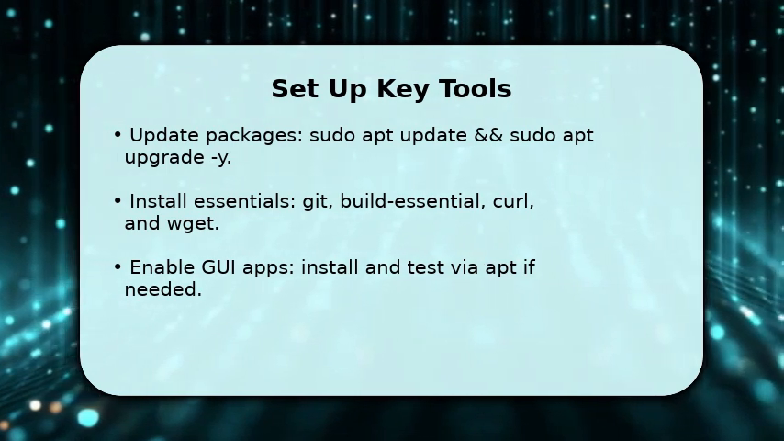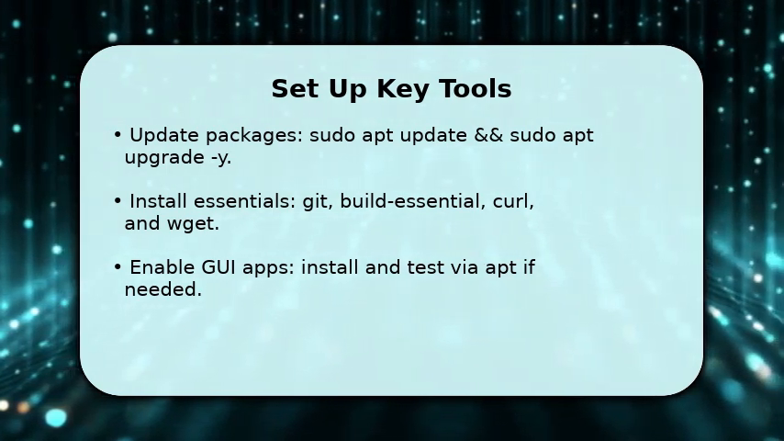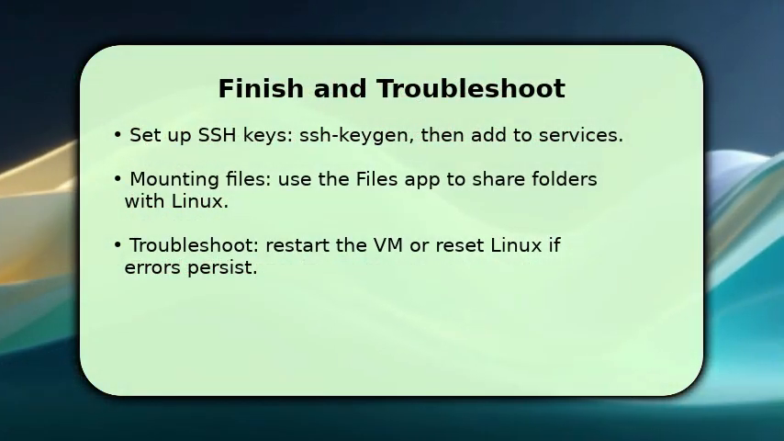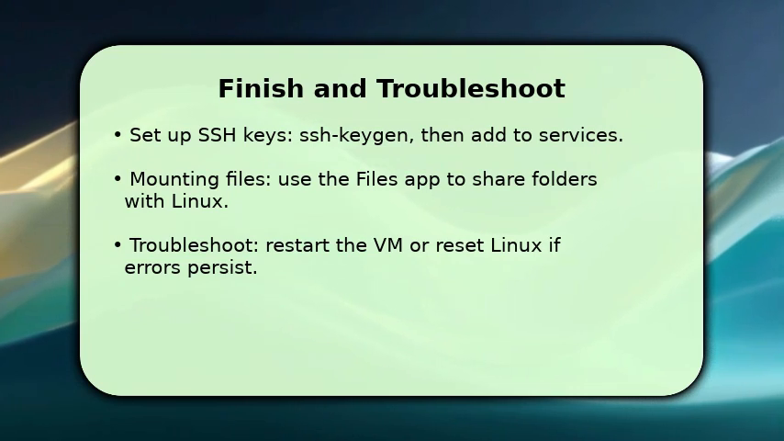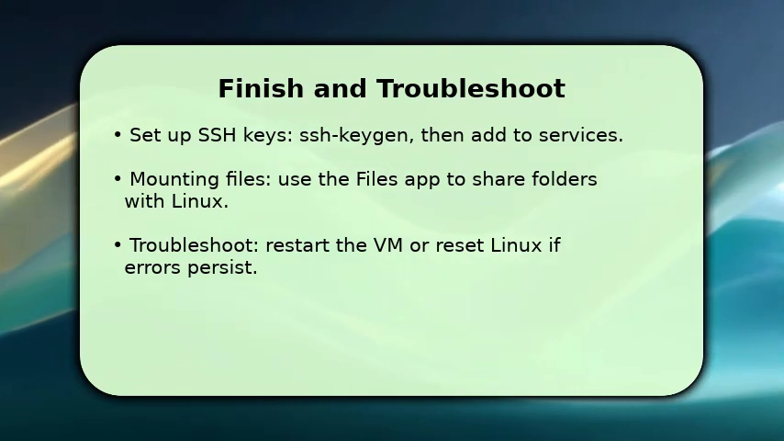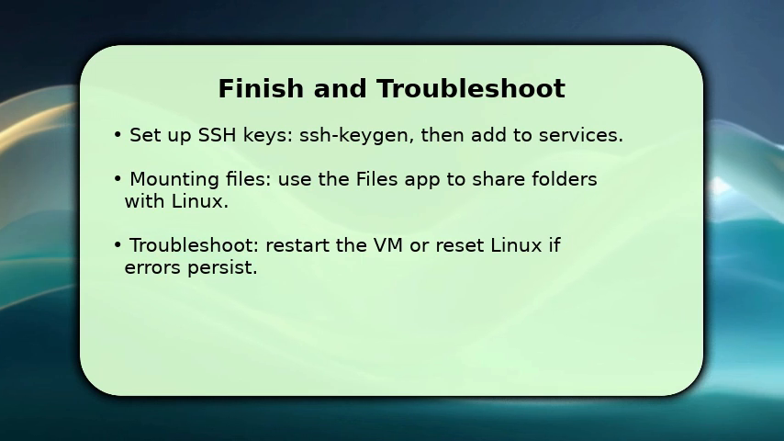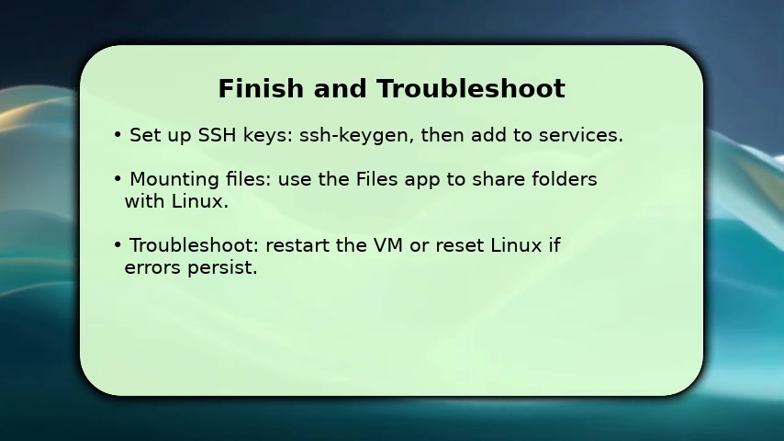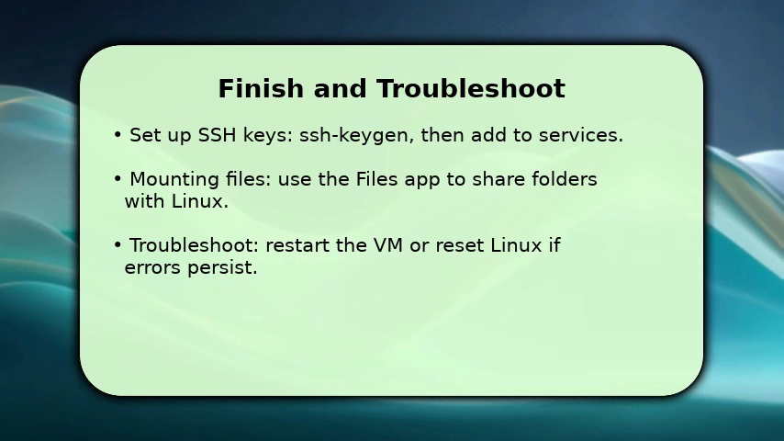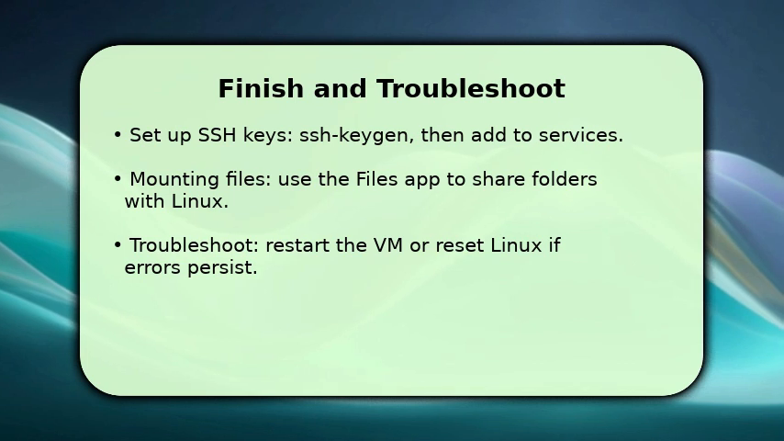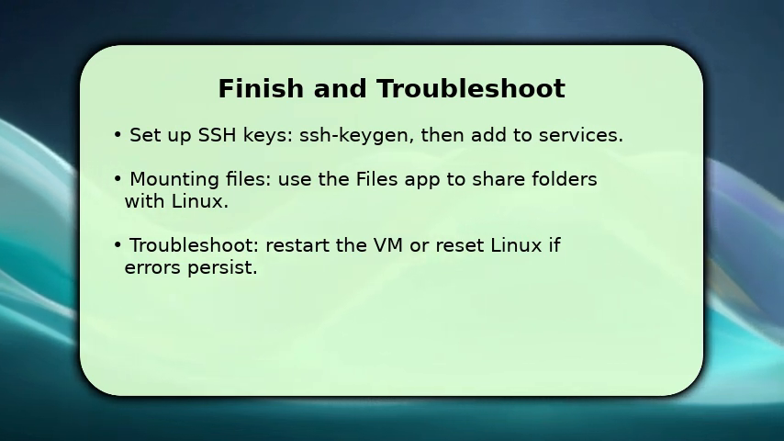Finally, you secure and integrate the terminal into your workflow. Generate SSH keys with ssh-keygen and add them to Git or remote servers so Git operations work smoothly. Share host folders via the Files app to access downloads and projects from Linux. This keeps files in sync. If something breaks, restart the Linux VM from Settings, and as a last resort, remove and reinstall Linux Beta. That resets.